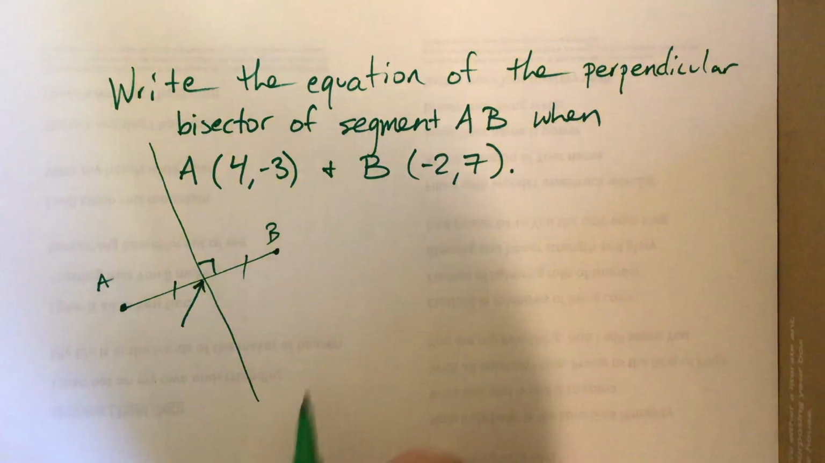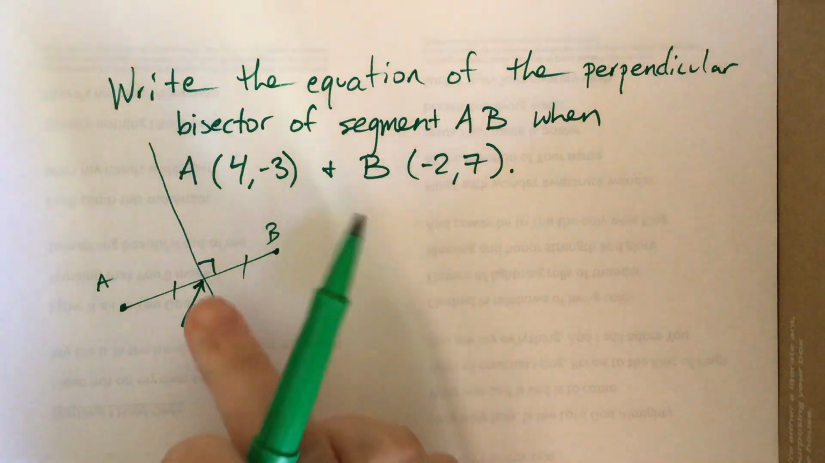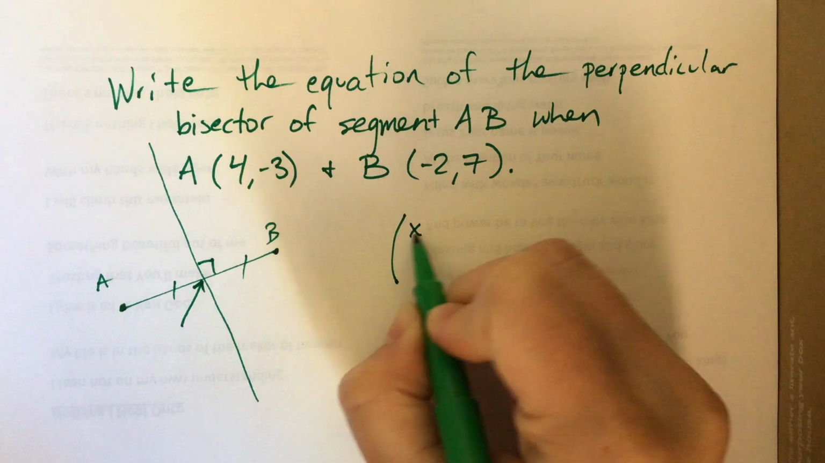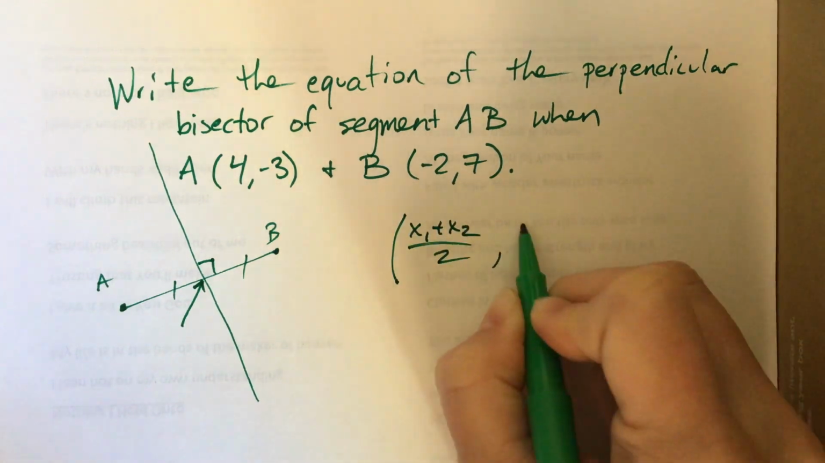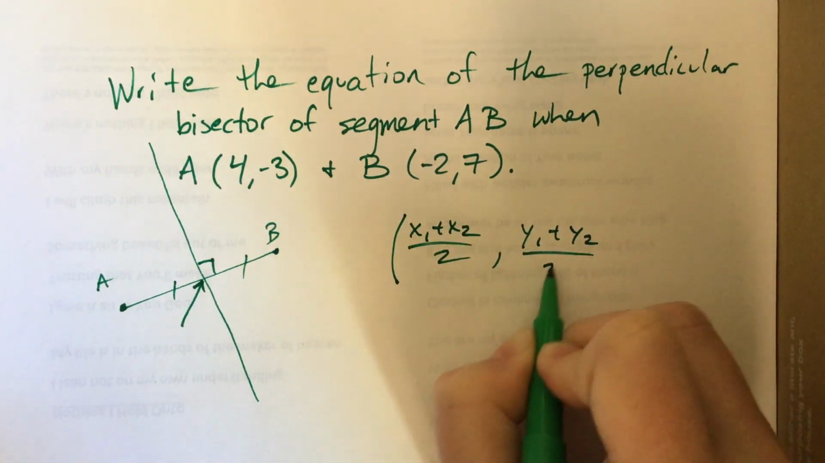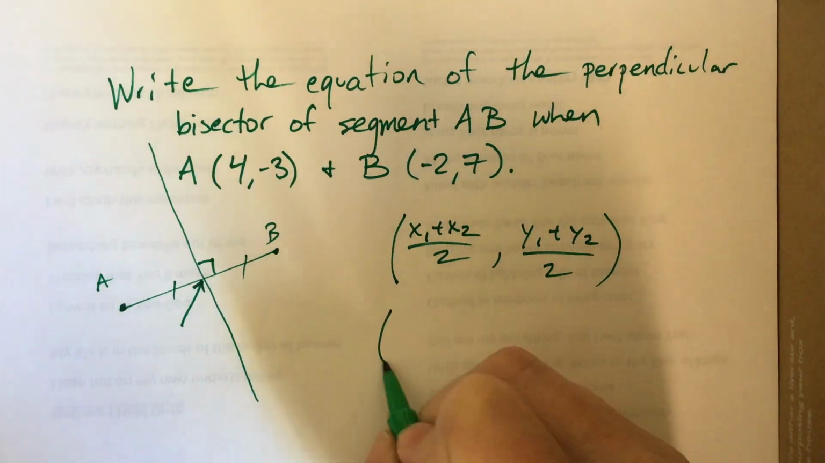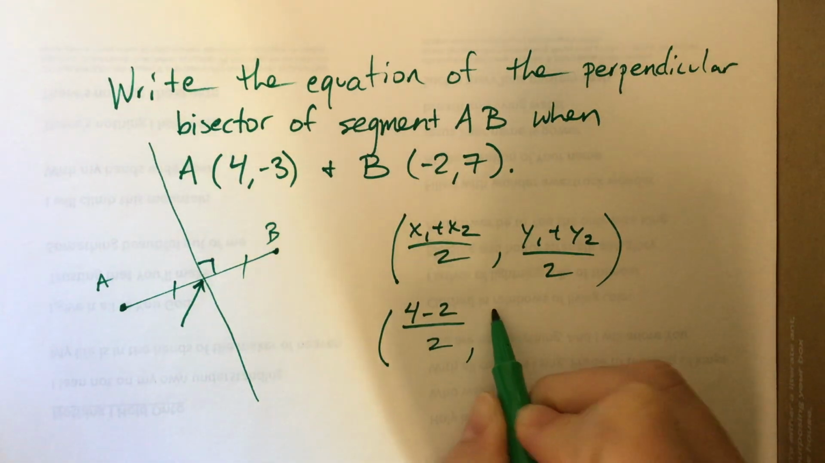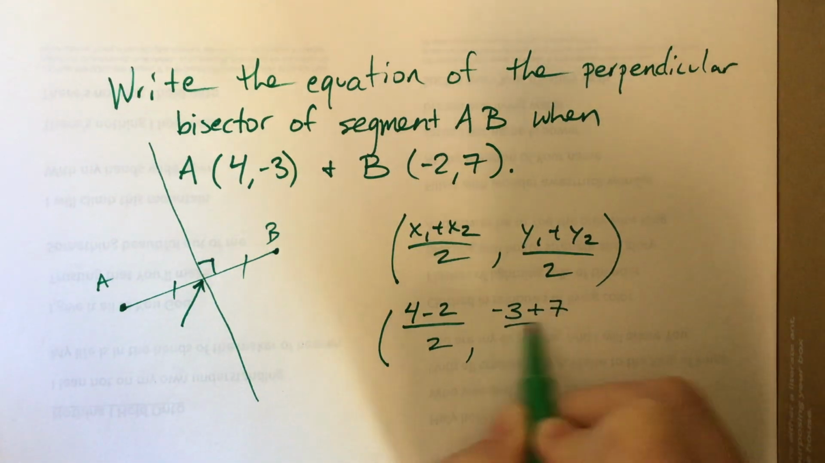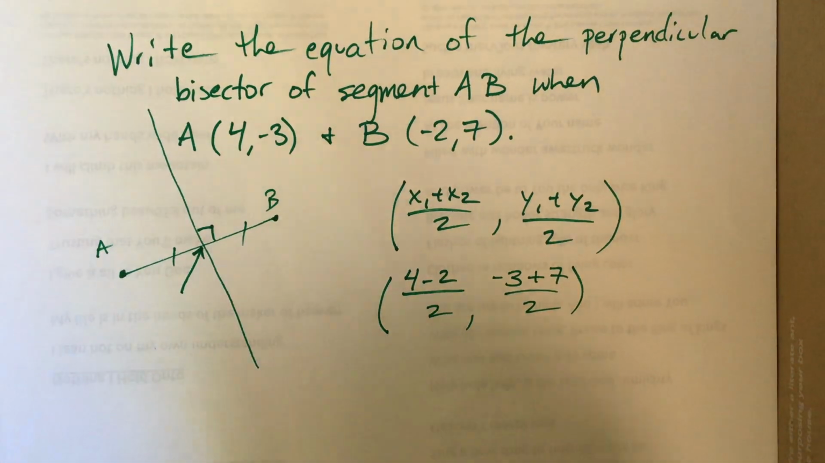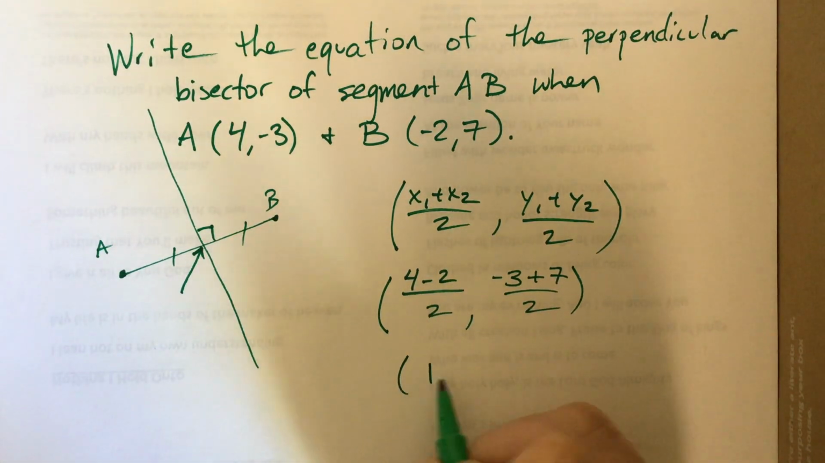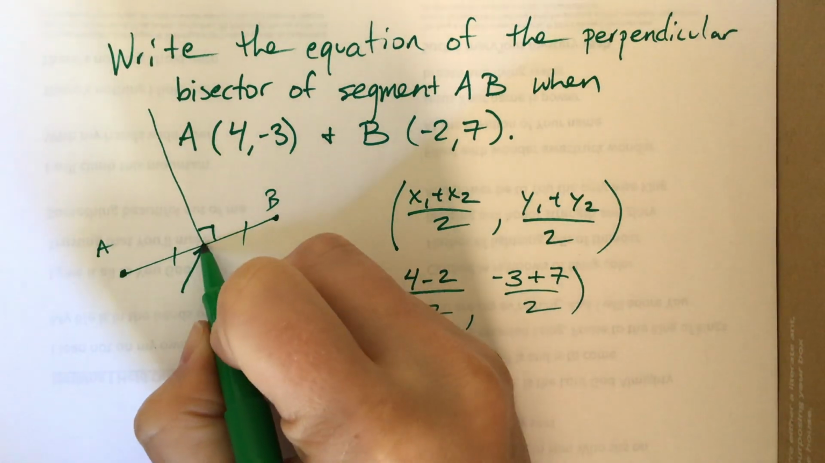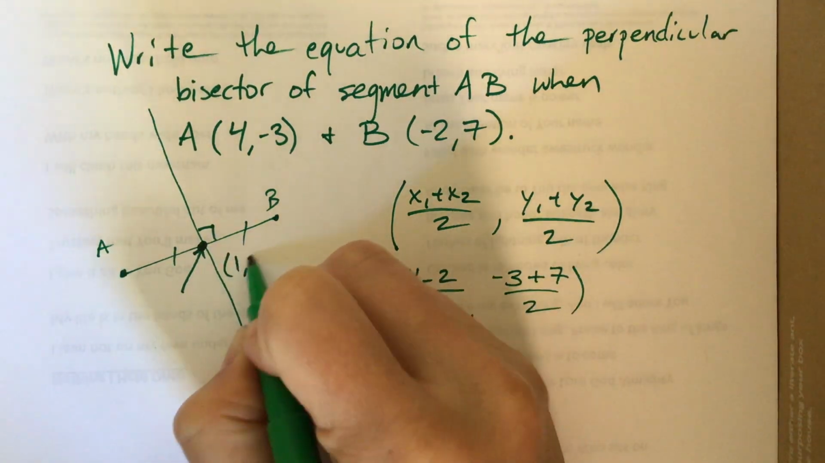To find the midpoint of a segment, halfway between those, I'm going to take the average. It's x1 plus x2 over 2, and y1 plus y2 divided by 2. So in this particular problem, I have 4 minus 2, because it's plus and negative, divided by 2, and then negative 3 plus 7 divided by 2. So that midpoint becomes, 2 over 2 is 1, 4 over 2 is 2. So it's going to go through the point 1, 2.